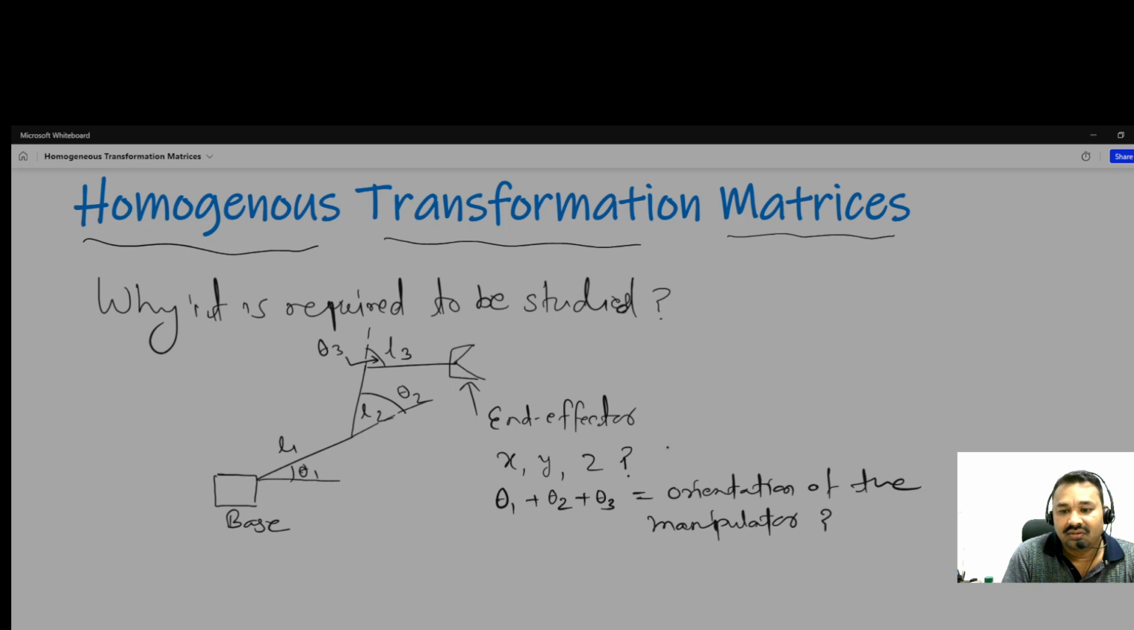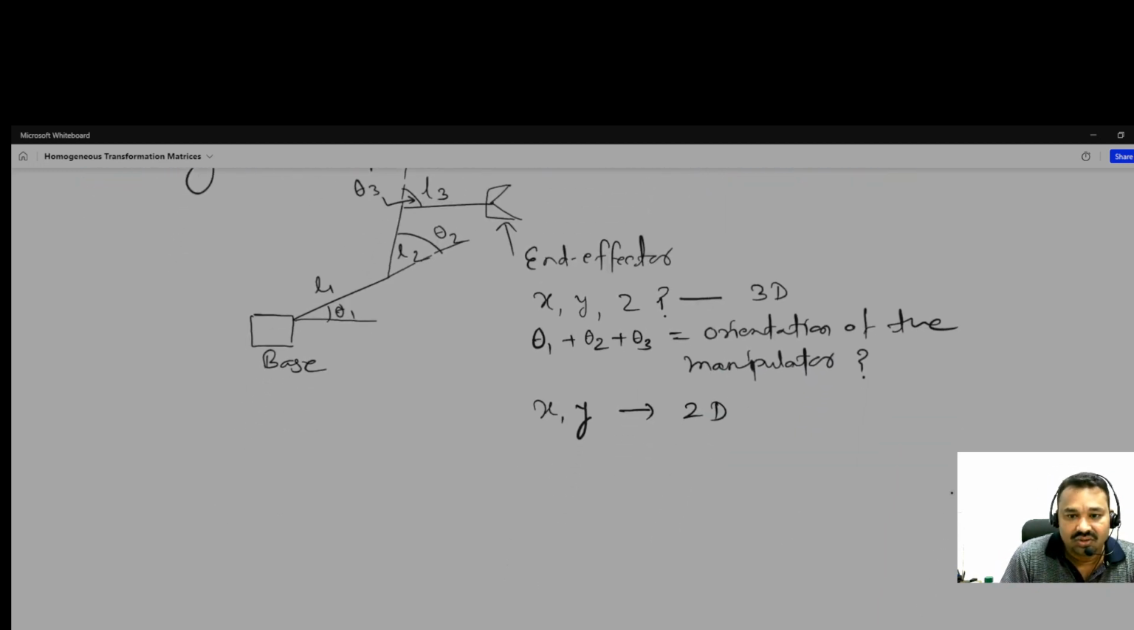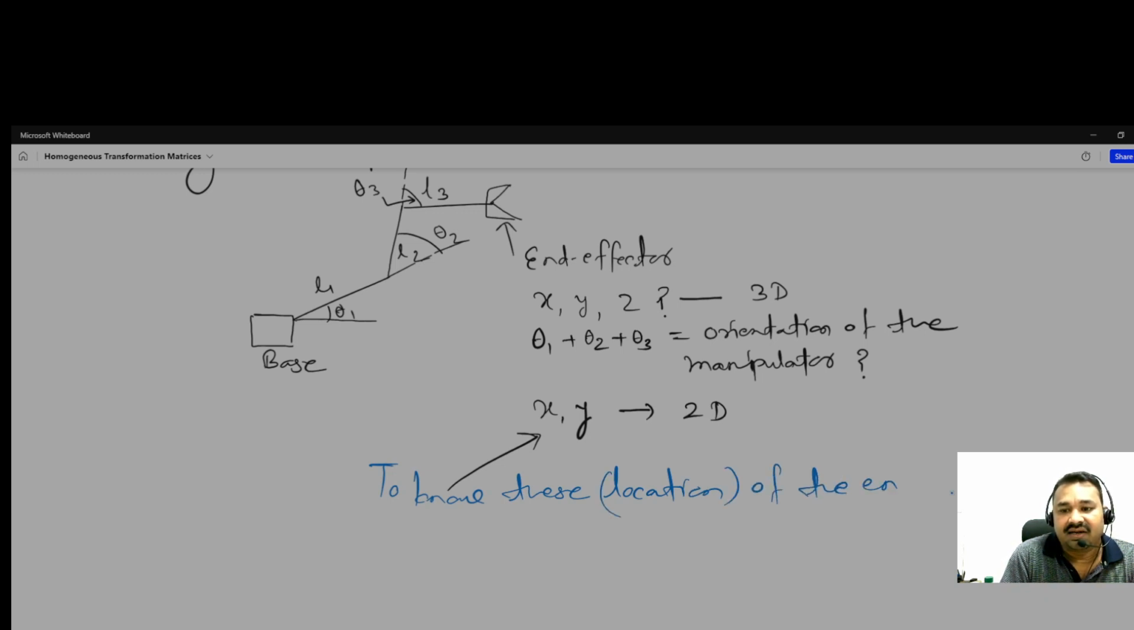So this is what? Where is x, y, z in case of 3D, x, y in case of 2D. Okay, so our focus here is now 2D. So to know x, y, z of the robot, what do we have to do? We have to multiply to know the location of the end effector.